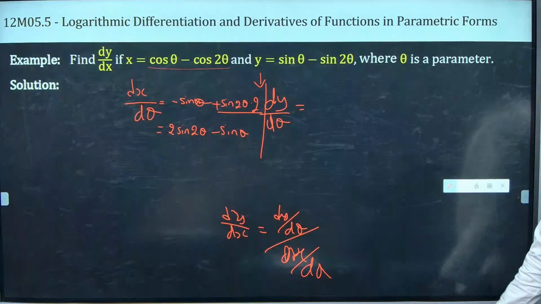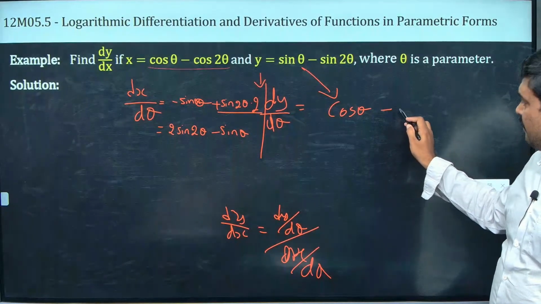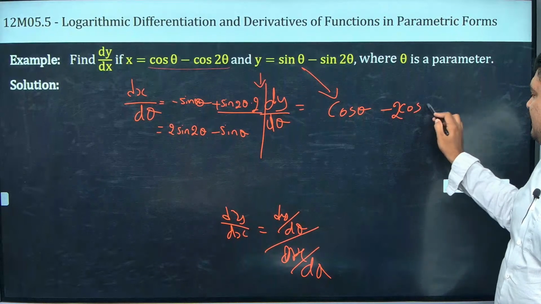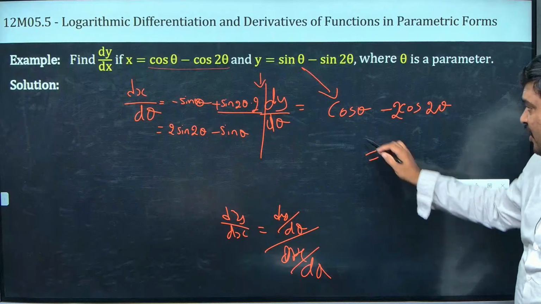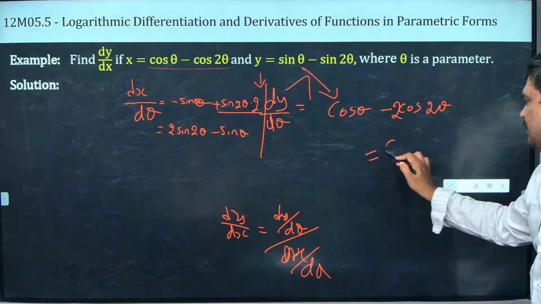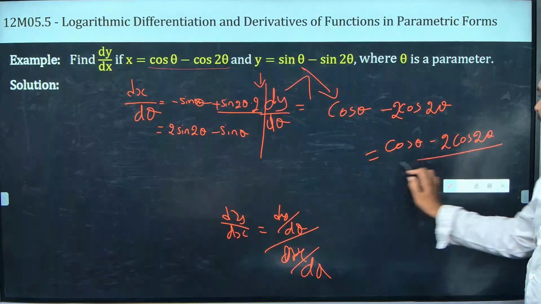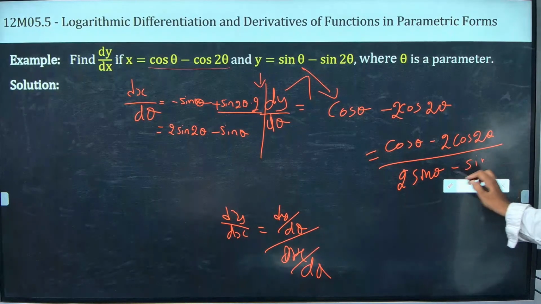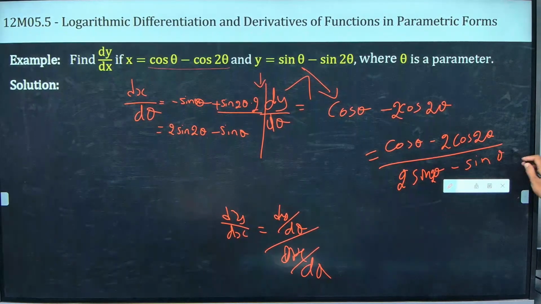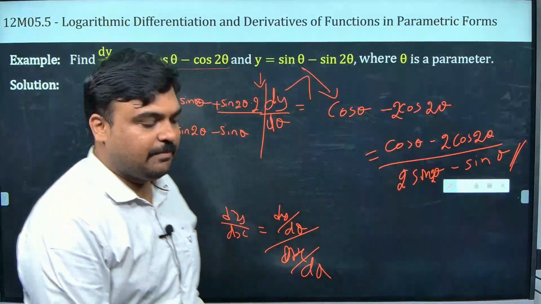Okay, come here. What is going to happen here? Sin theta will end up with what? Cos theta. 2 cos 2 theta. Okay guys, ரெண்டையும் டிவைட் பண்ணி எழுதுப்பா. எது ஃபர்ஸ்ட் எழுதணும்? dy by d theta. So cos theta minus 2 cos 2 theta divided by 2 sin 2 theta minus sin theta. Clear ah, guys? Super ah? Parametric புரிஞ்சுதா? Shall I go to the next sum?